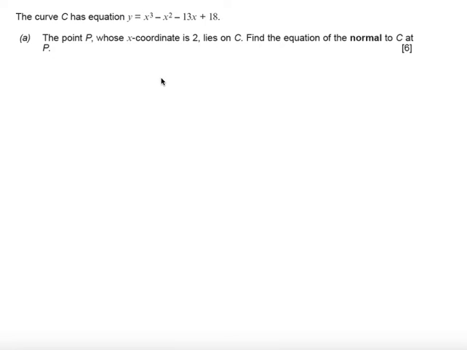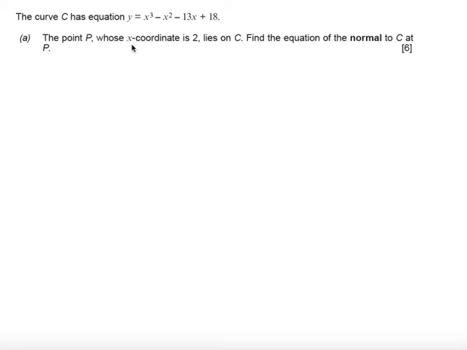In this question, we're told the curve C has equation y equals x cubed minus x squared minus 13x plus 18. The point P, whose x coordinate is 2, lies on C. Find the equation of the normal to C at P. So we are trying to find the equation of a normal at a point P. The normal is a straight line, so I require a gradient and a point.